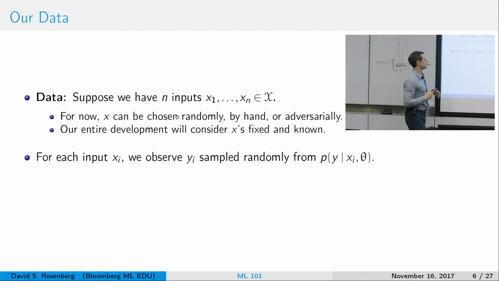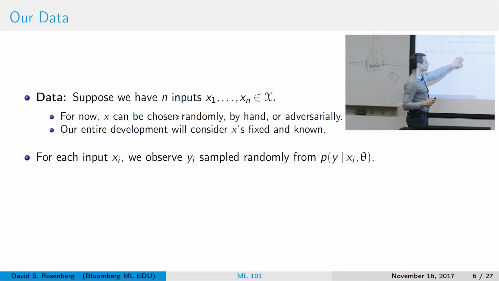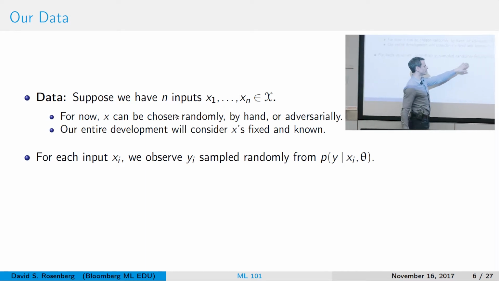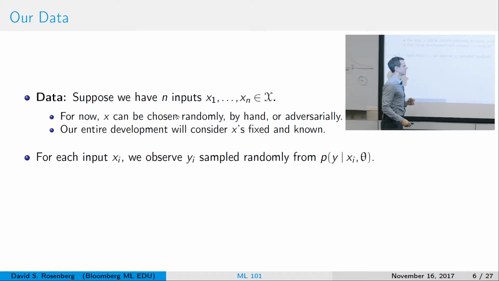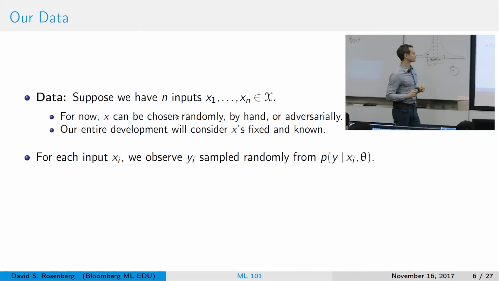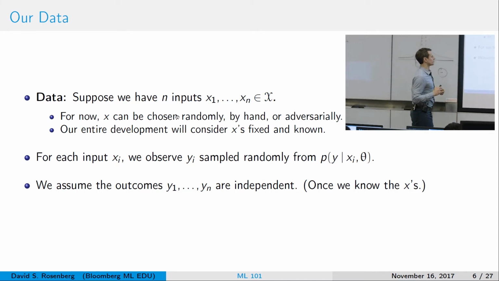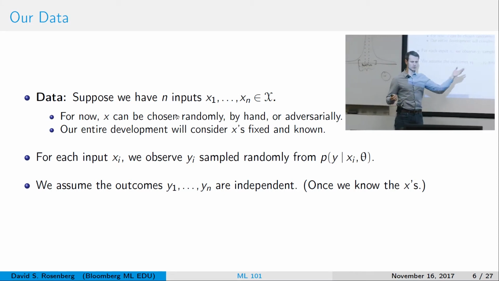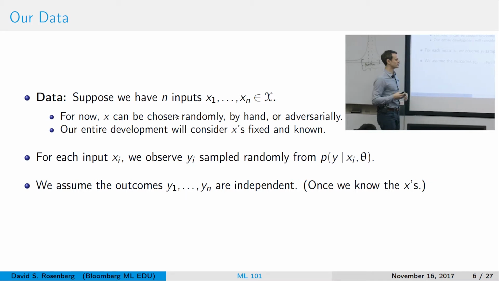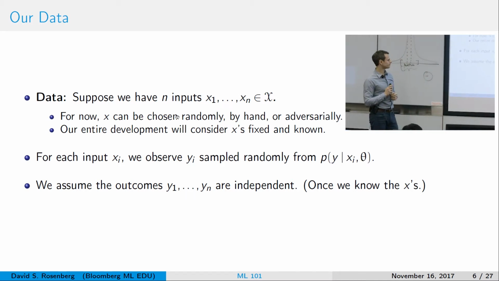So for any input xi, we observe a yi sampled randomly from the conditional distribution of y given xi and theta, for some theta that we don't know. We're going to assume the outcomes y1 through yn are independent once we know the x's. So we assume we know the x's, and the outcomes are independent. Any questions on the setup here?